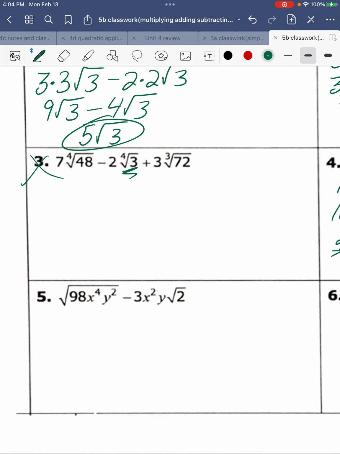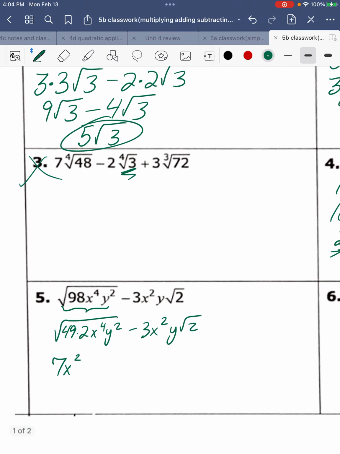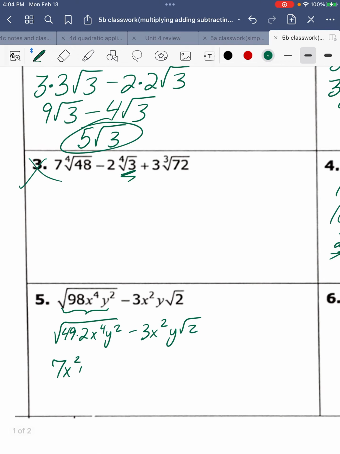All right, let's take a look at number 5. Looking at our individual terms, 98, we've done that before, is 49 and 2. X to the fourth y squared minus 3x squared y square root of 2. Square root of 49 is 7. Square root of x to the fourth is x squared. Square root of y squared is y. And what's left is a 2, minus 3x squared y square root of 2. And then we have 7.